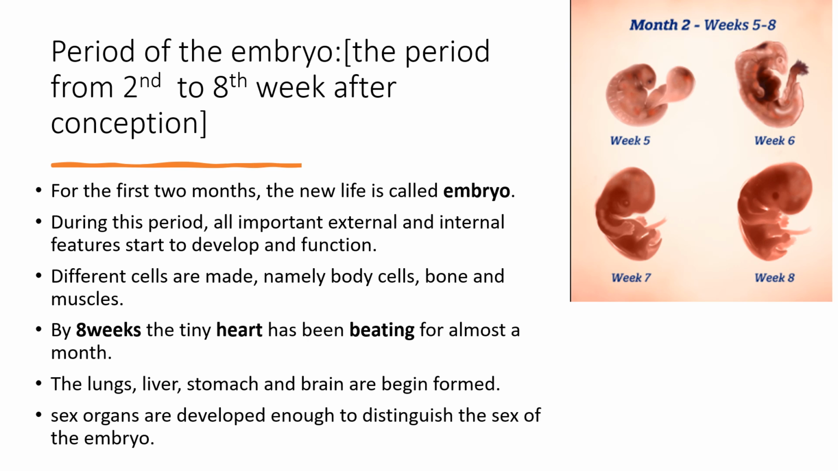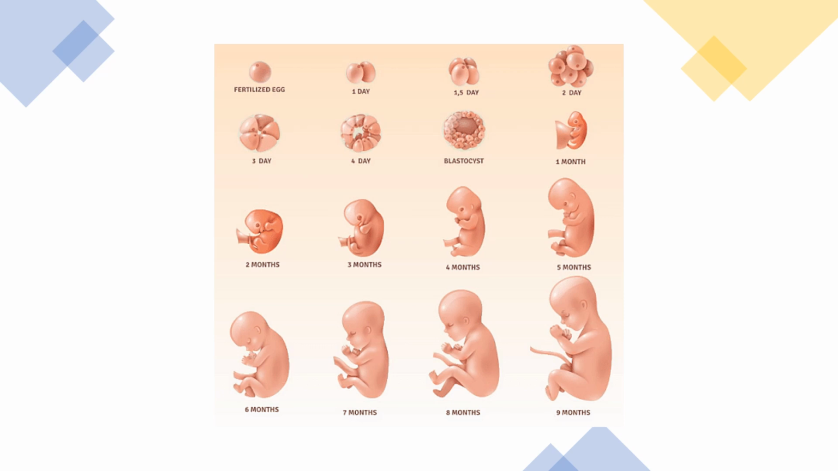At what time does the heart start to beat? For almost a month. Then the lungs, the liver, the stomach, brain, all will start to get formed, and the sex organs are developed enough to distinguish the sex of the embryo as well. So this will be the complete structure before the birth, meaning all this happens in the prenatal period.